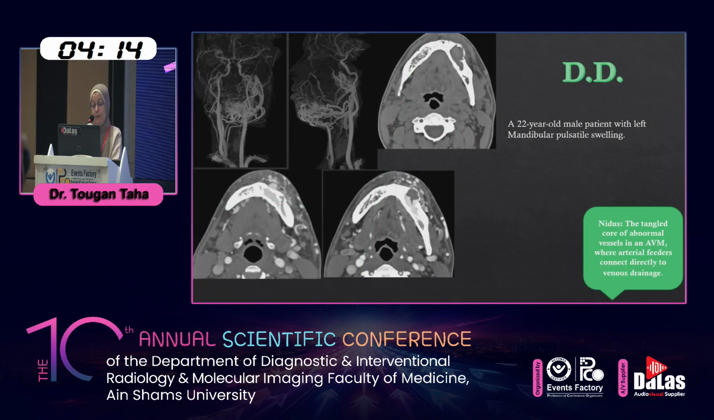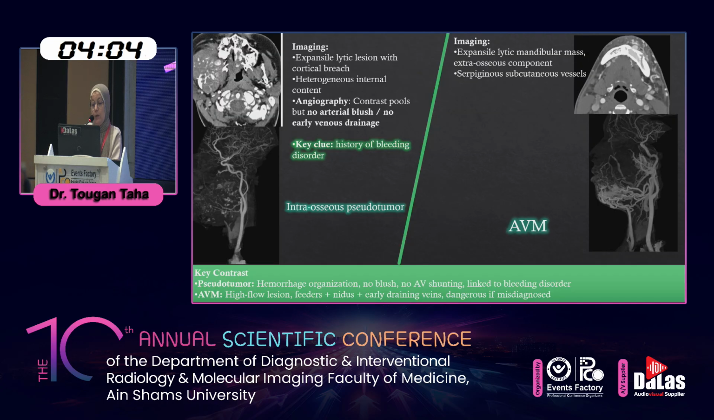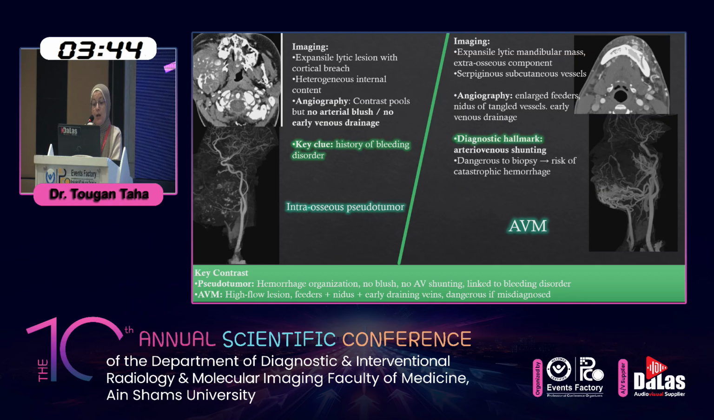This is a third patient for differential diagnosis. He was a 22-year-old male and presented with left mandibular pulsatile swelling. Look at this patient. He has an expansile lytic mandibular mass, but there is an extra-osseous component with serpiginous subcutaneous vessels. The angiography of the AVM showed an enlarged feeder, nidus of tangled vessels, and early venous drainage, and the diagnostic hallmark was the arteriovenous shunting.